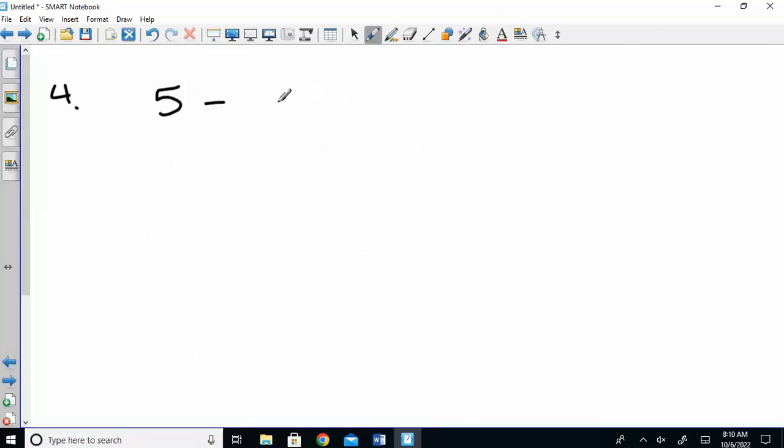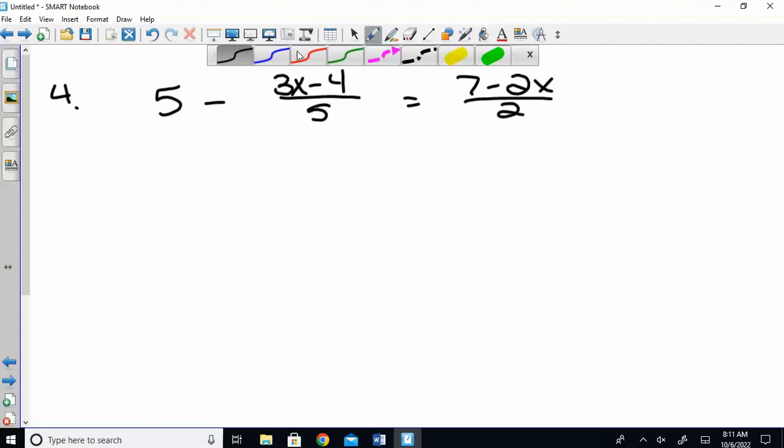Number 4, this is a good one to talk about. We have had some trouble with these in the past. So when I'm looking at this, the strategy you guys picked was to try to get rid of all the fractions. And so when I look at my denominators, 5 and 2, if I want to get rid of both of those, we have to multiply everything times 10.